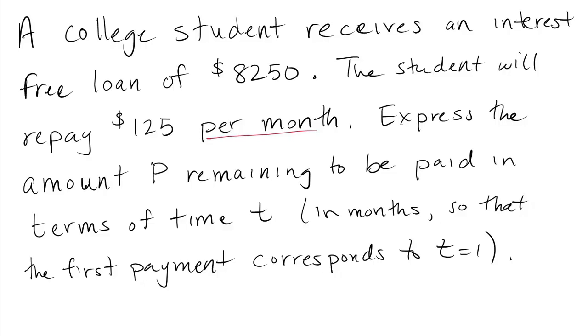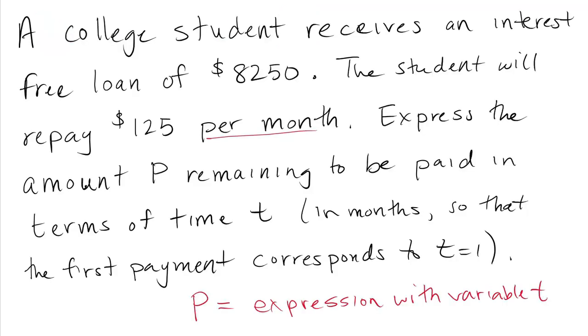The one thing we have to be careful about is which variable we're using like y and which variable we're using like x. Notice that the problem says express the amount P remaining to be paid in terms of T. So our final answer is going to be an equation of the form P equals some expression with variable T. So when we write our ordered pair, we're going to write it in the form T comma P. And when we write our slope, we want it to be the change in P over the change in T. The change in the second coordinate over the change in the first coordinate.